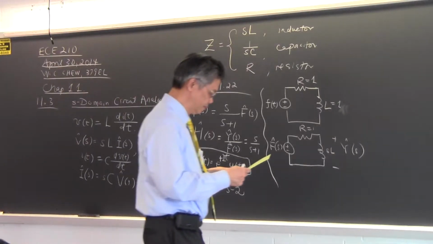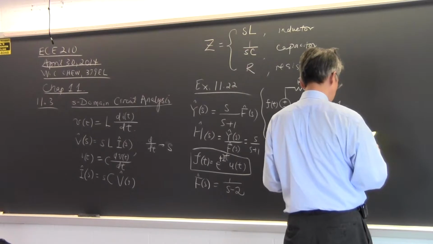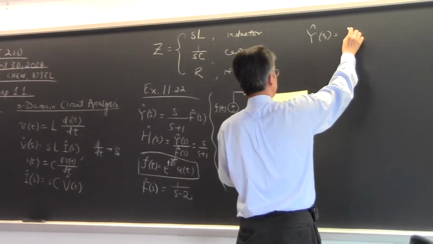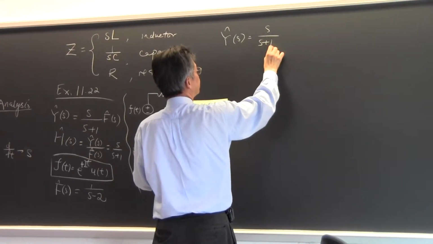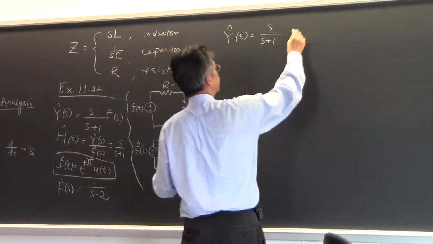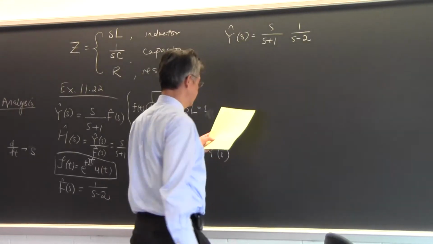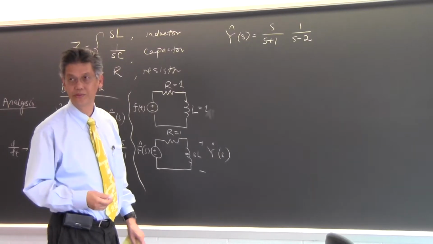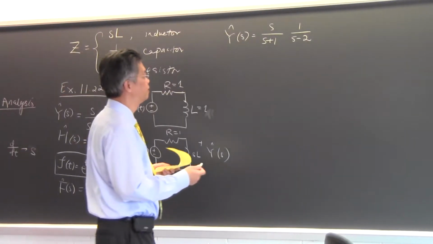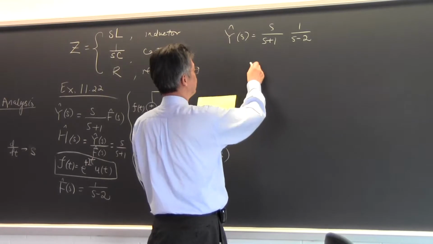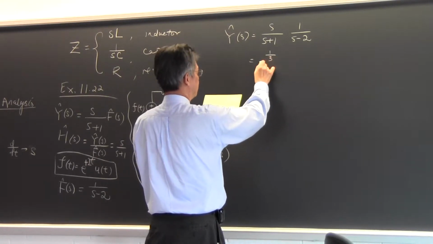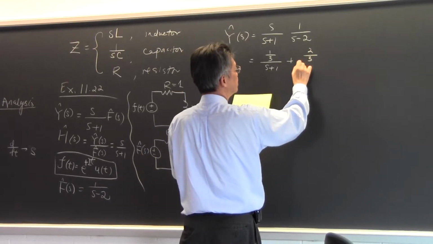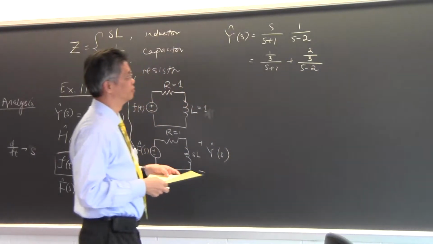And then you can find y hat of s. Y hat of s is equal to the transfer function times this thing, which is 1 over s plus 2. So the next thing you need to do is what? Partial fractions, right? If you do partial fractions of this, you get 1/3 over s plus 1 plus 2/3 over s plus 2.